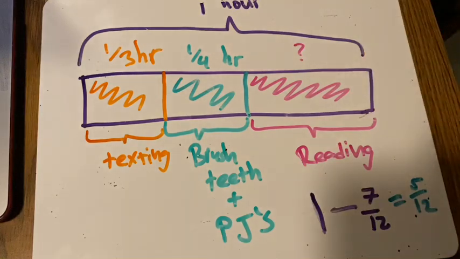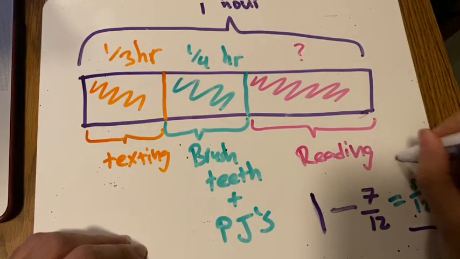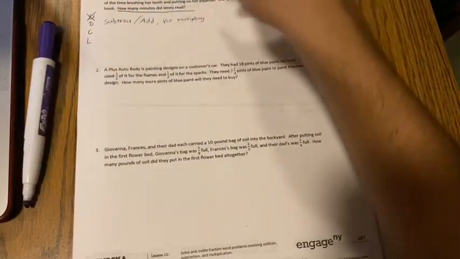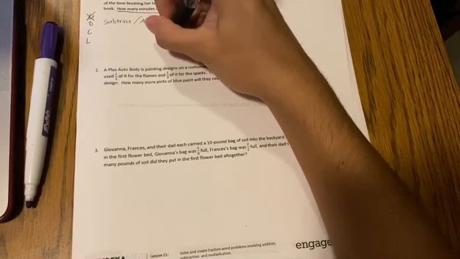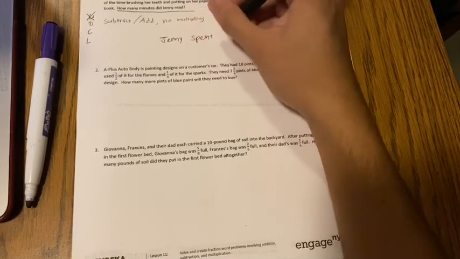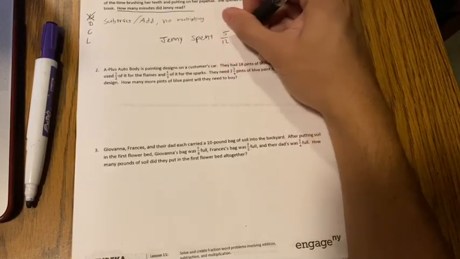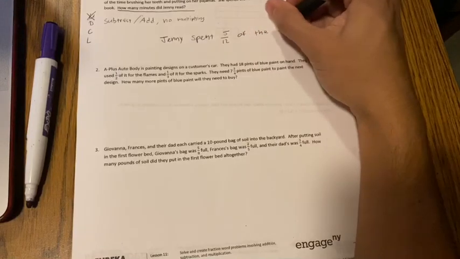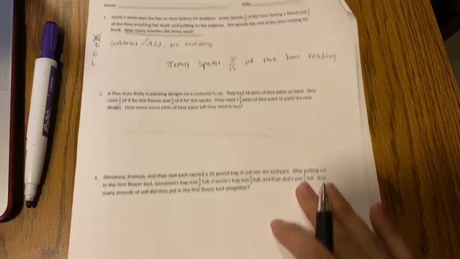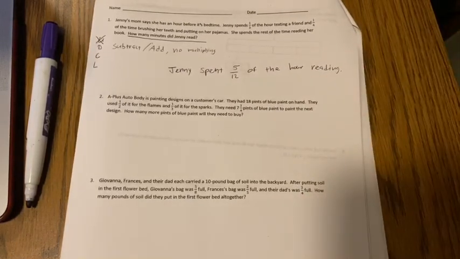Now, what's our last step, everybody, to our UDCO model? Is we look back. Well, my answer is Jenny spent 5/12 of the hour reading. And that makes a lot of sense, okay? She's spending quite a bit of time reading her book. All right, and now I'm finished.